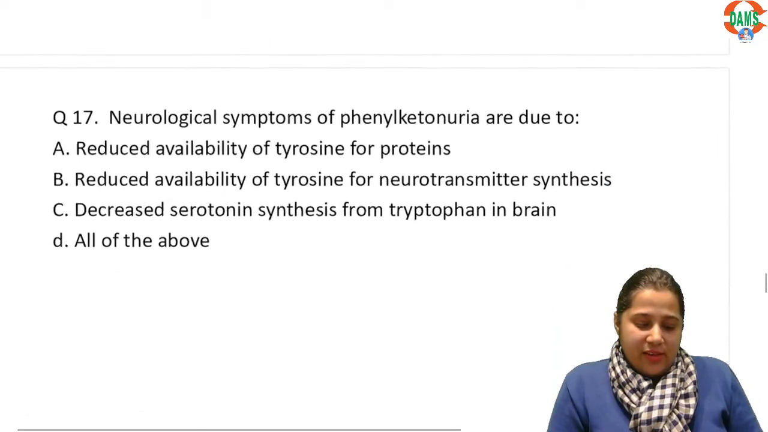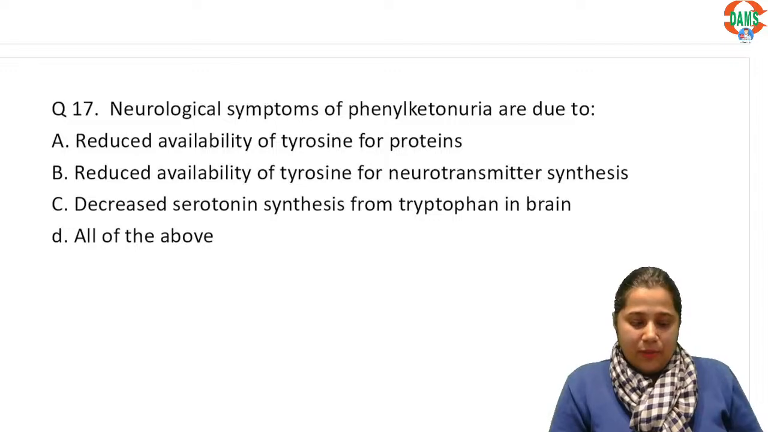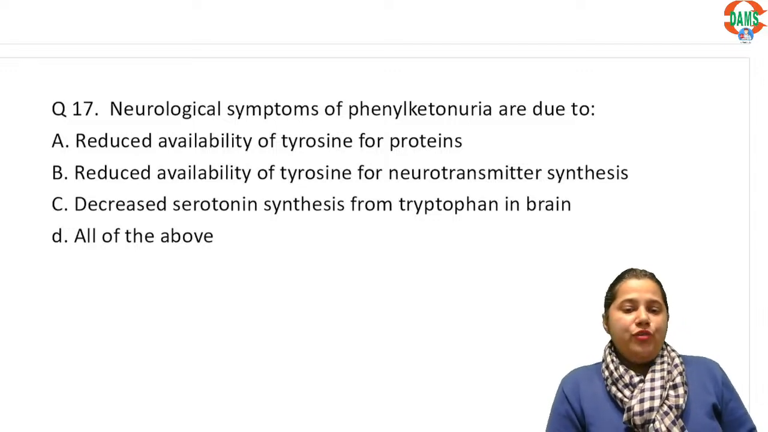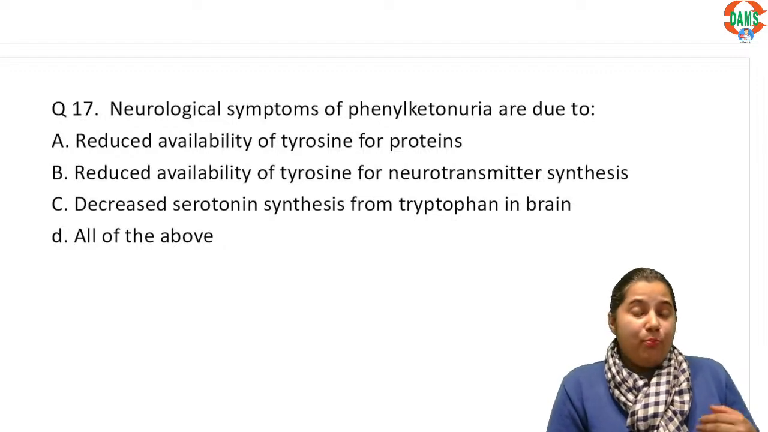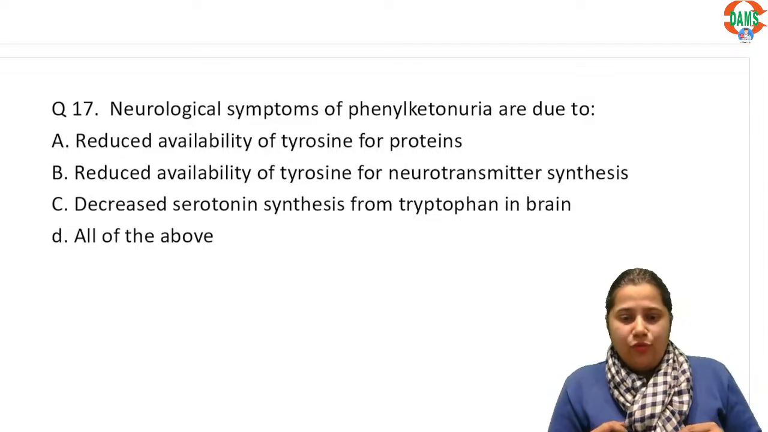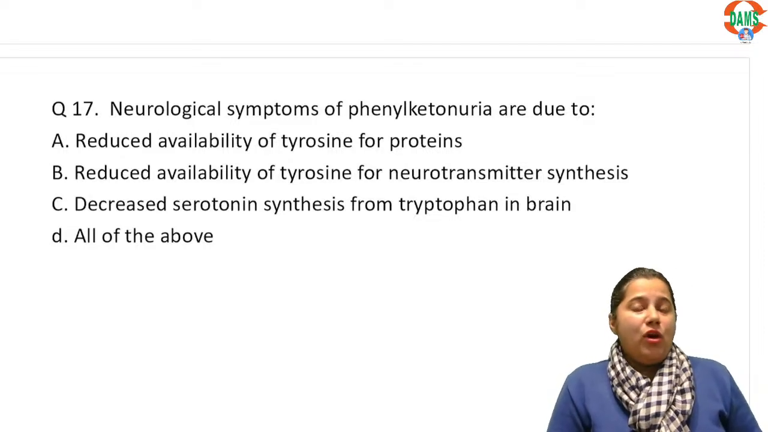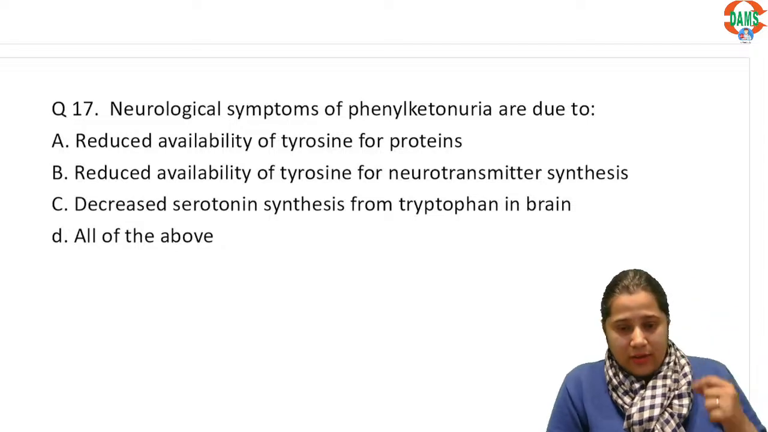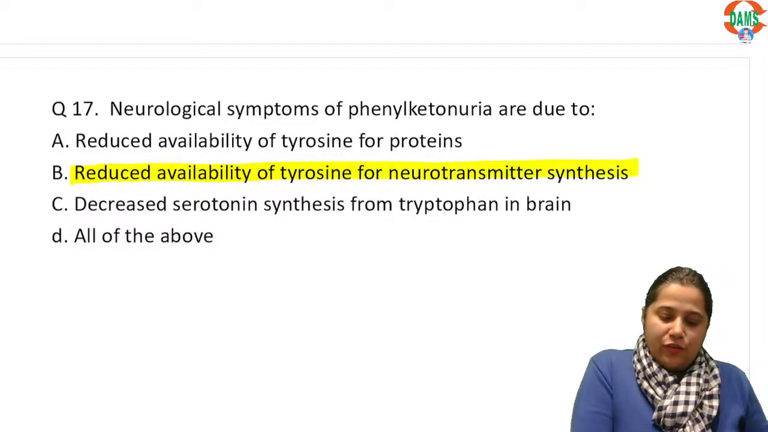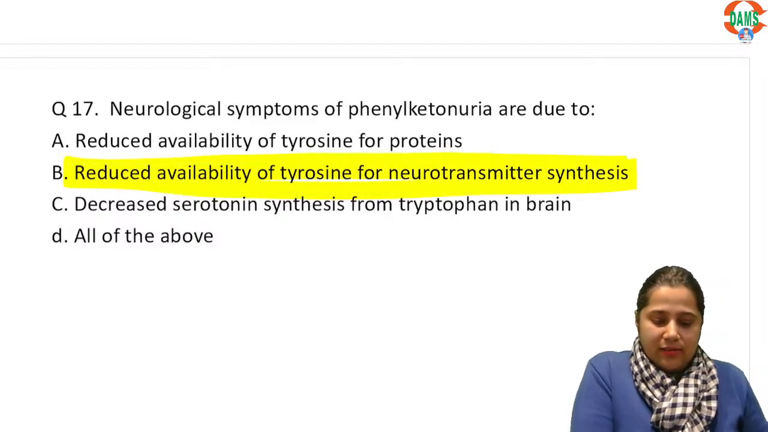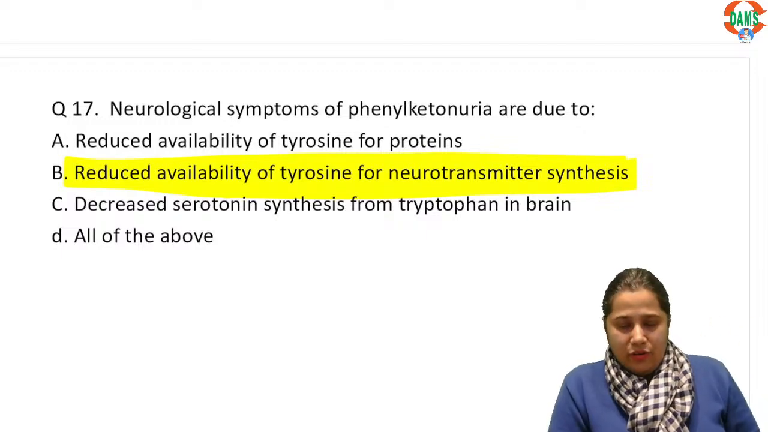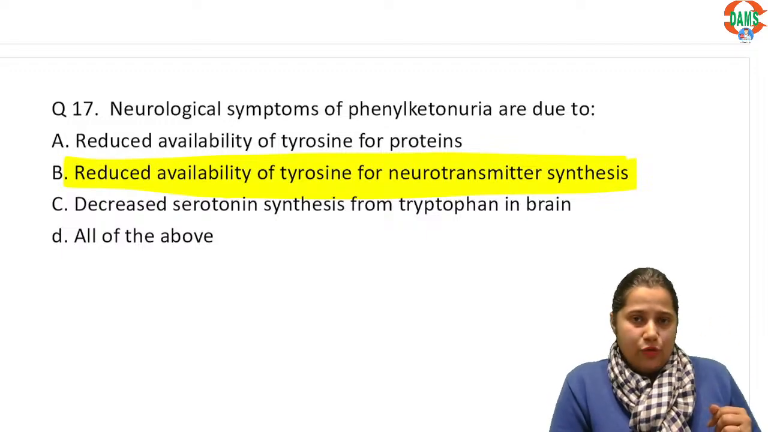Question number 17. The neurological symptoms of phenylketonuria are due to reduced availability of tyrosine for protein formation. Tyrosine, of course, is reduced. The statement is true but is not a correct reason for the given assertion. Reduced availability of tyrosine for its neurotransmitter synthesis. Tyrosine forms dopa, dopamine and all that will result in neurological symptoms associated with phenylketonuria.